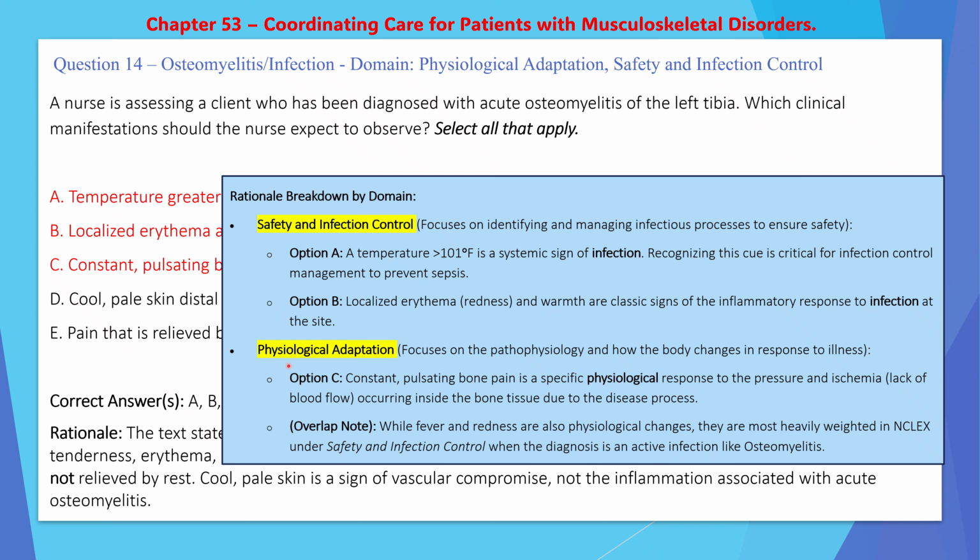So you see how, again, this question has two NCLEX domains, and if you make a mistake, let's say you miss C, then imagine that, in psychosocial adaptation, you get a minus on that. So here is an overlap note: while fever and redness are also physiological changes, they are most heavily weighted in NCLEX under safety and infection control when the diagnosis is an active infection like osteomyelitis. So just to give you an idea of how it might be in NCLEX.